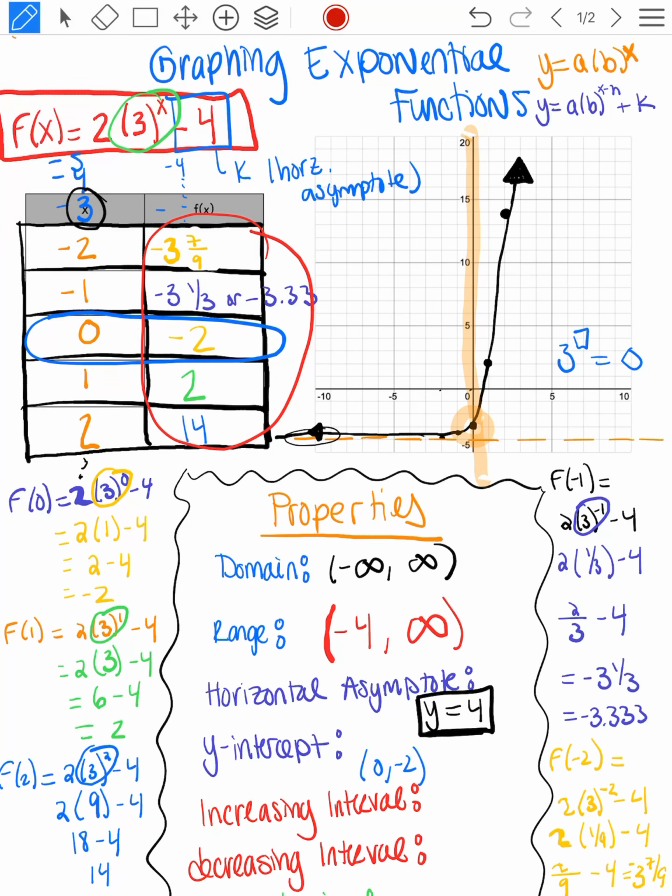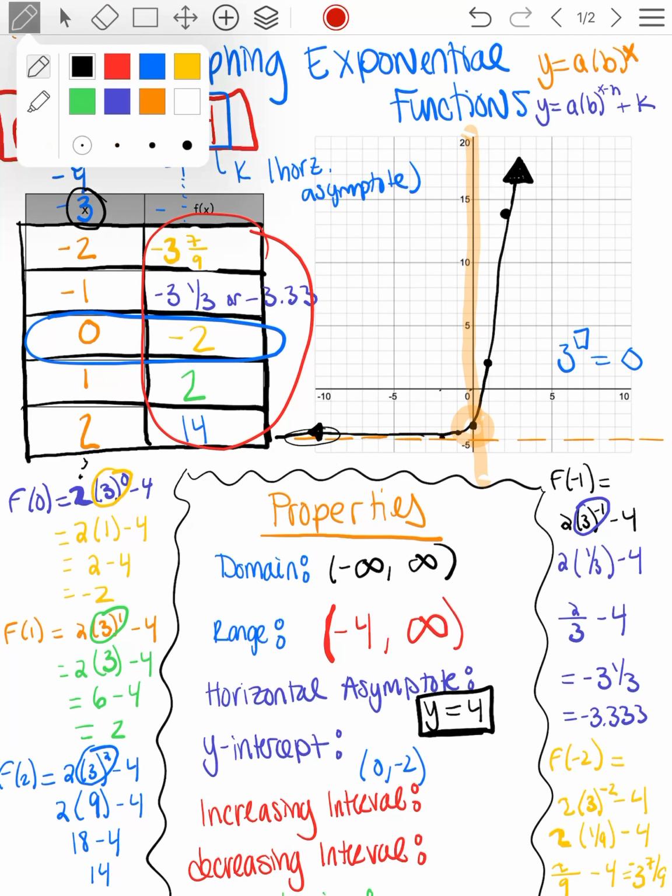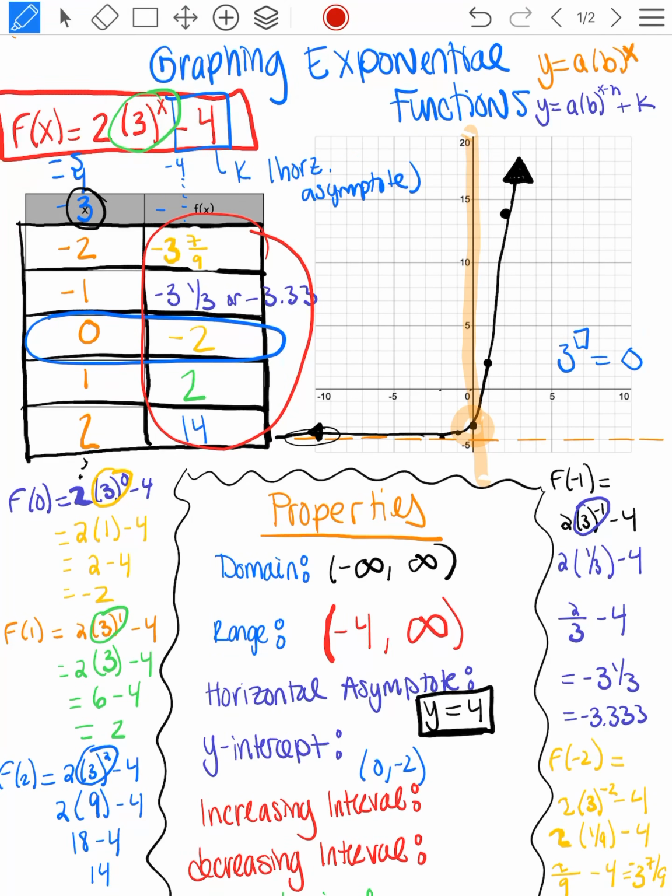Next is increasing or decreasing interval. So when we look at increasing and decreasing, remember we're basically tracing our graph from left to right. And if I trace my graph from left to right, my graph is increasing. It never swoops down. So for decreasing interval, I'm going to put none, because when we look from left to right, I'm never decreasing.